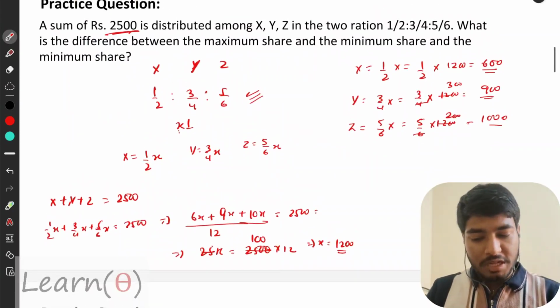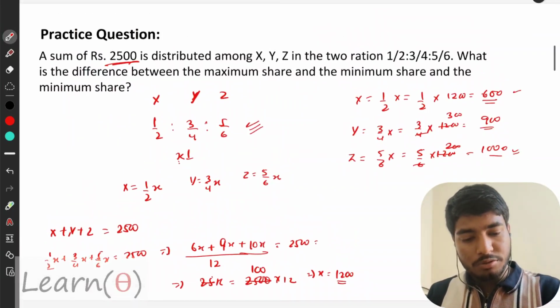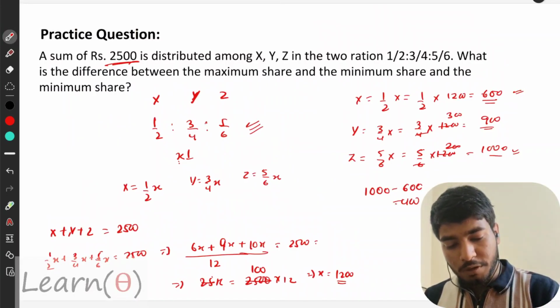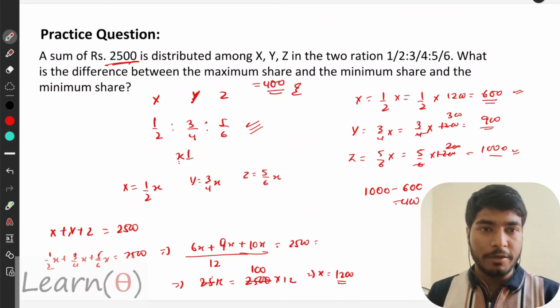But the question is asking me to find the difference between the maximum share and the minimum share. So the maximum share is 1000 and the minimum share is 600. So my answer is 1000 minus 600, that is equal to 400. Hence the correct answer to this question is 400. I hope this is clear.